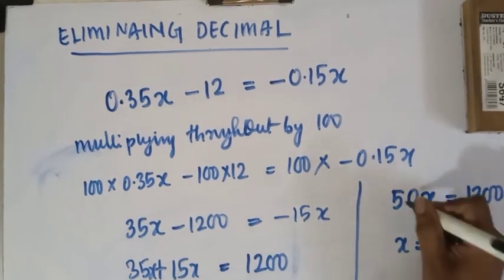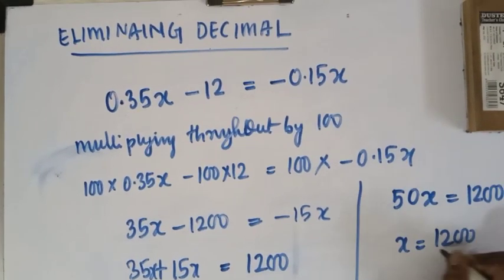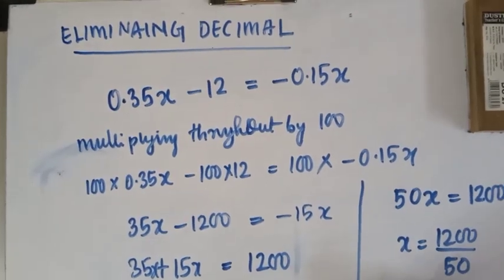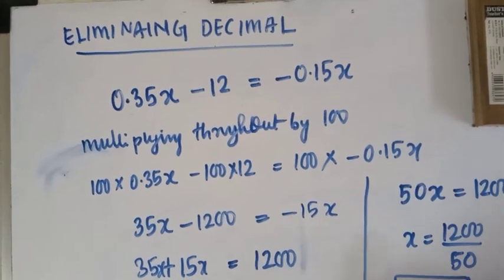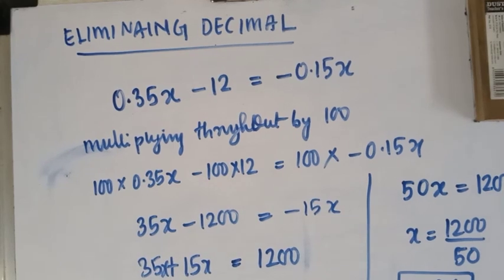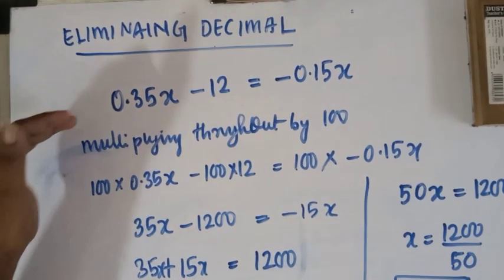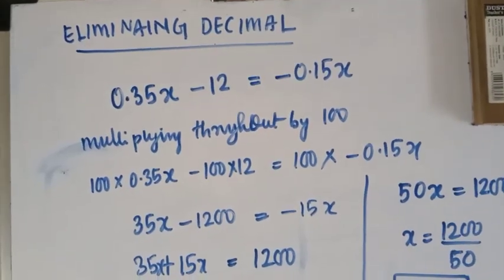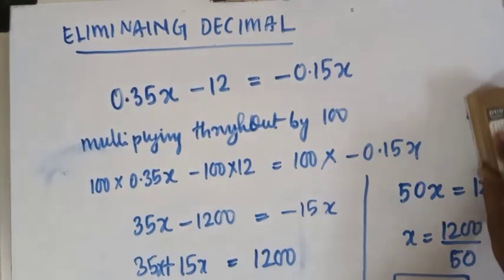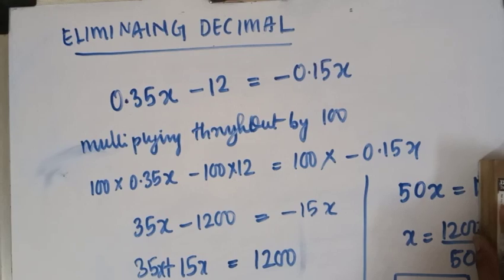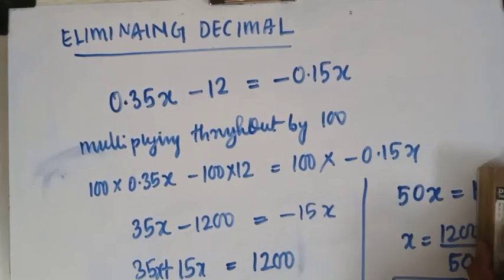Now x will be equal to 1200 upon 50. When it goes to the other side, it becomes divided by 50, and if you divide it, your answer will be 24. Okay children, so this is how you have eliminated this. Now, we'll be seeing the elimination in a different way also. Now this I did by multiplying throughout by 100.